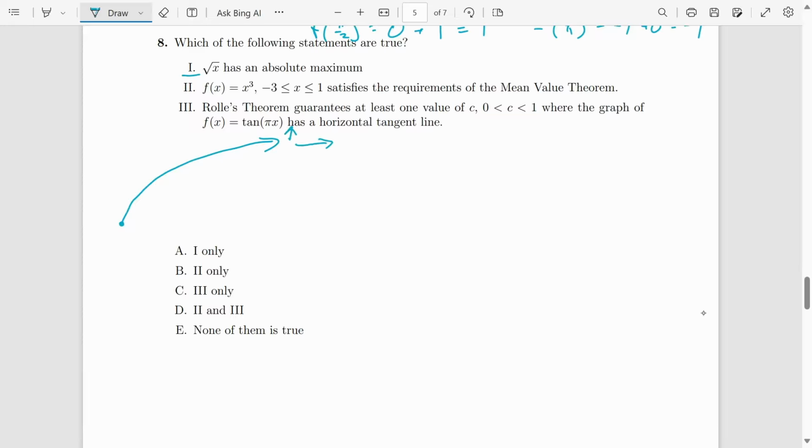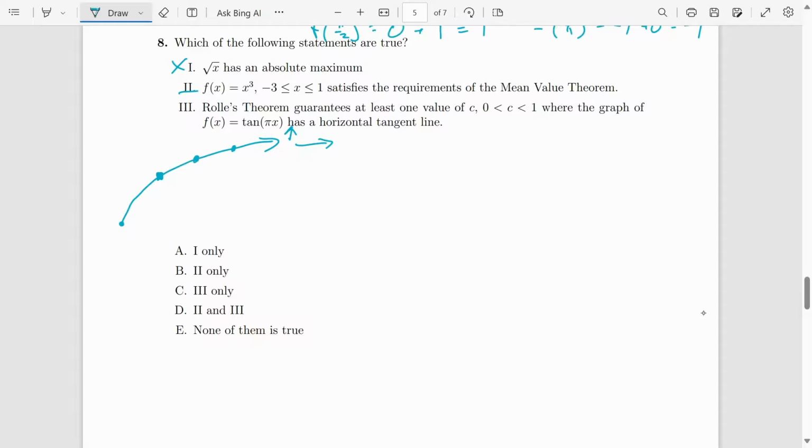So because of that, it doesn't really have a maximum, because for any point that you take, there's always going to be a point that is higher up above it vertically. So square root of x does not have a maximum, so statement 1 is false. So what about statement 2?